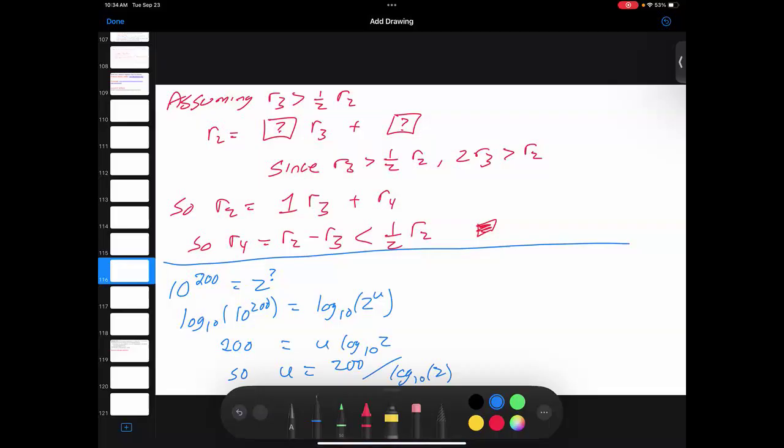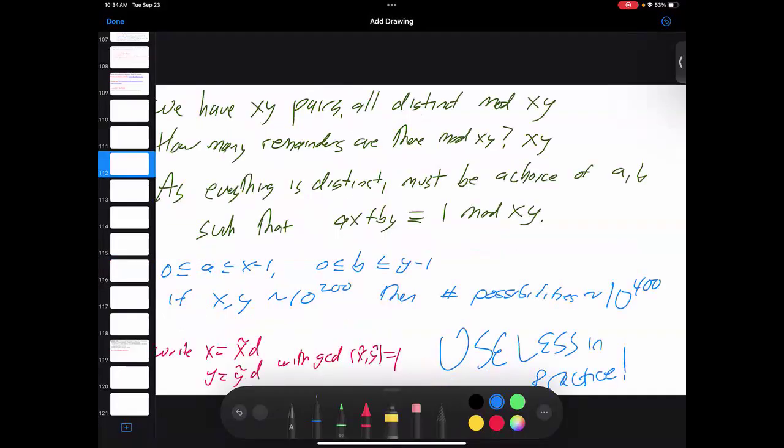So this is going to be easily less than 400. This is absolutely amazing. If you look at our first proof, we might have to check 10 to the 400 pairs of A and B before we find the one that works. The universe is going to die a heat death many times over. We can't do 10 to the 400 calculations.